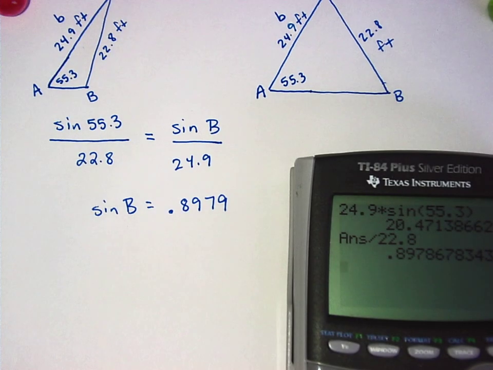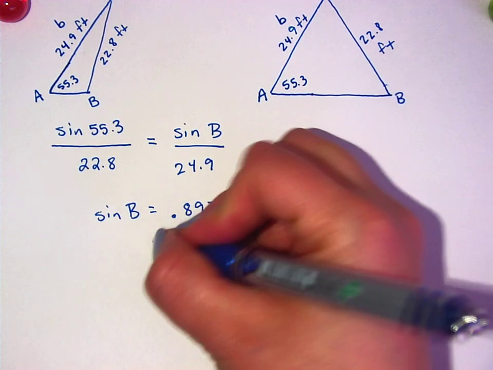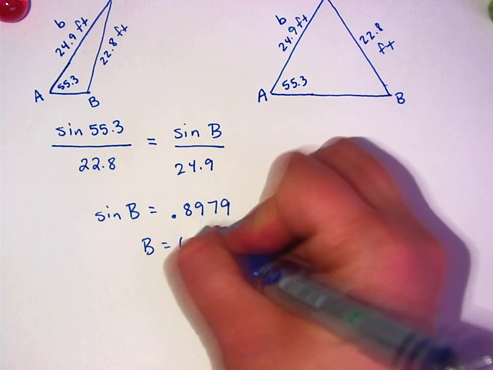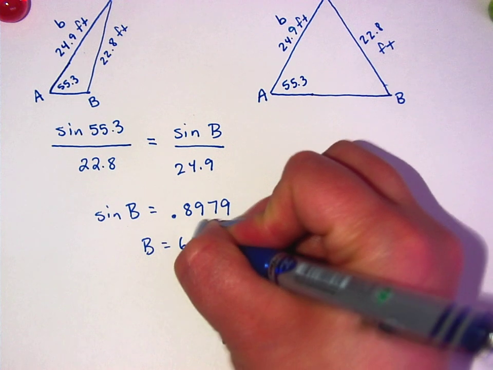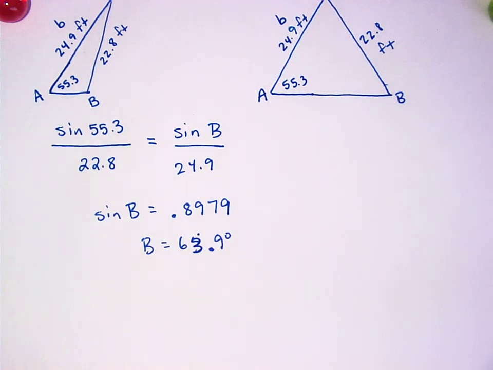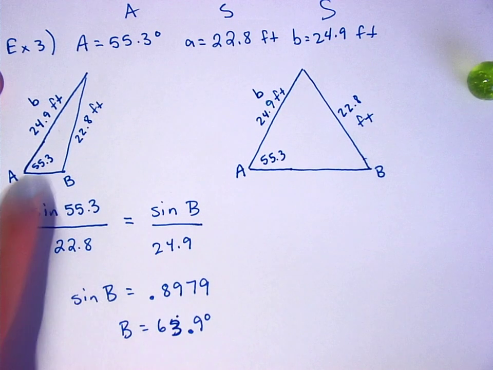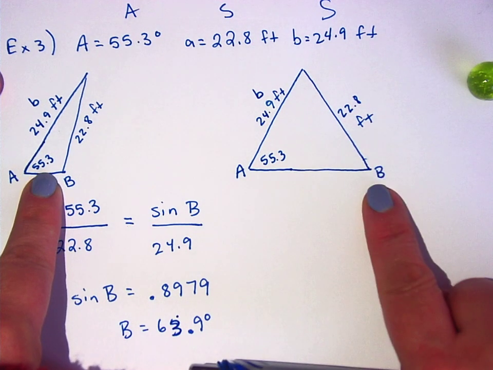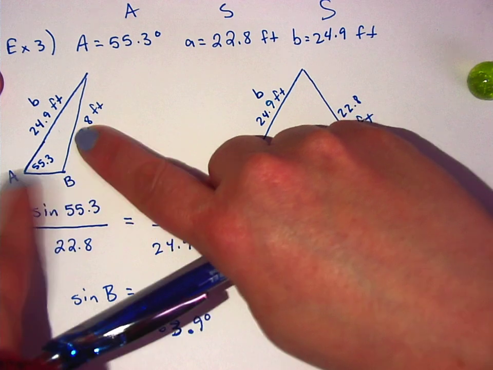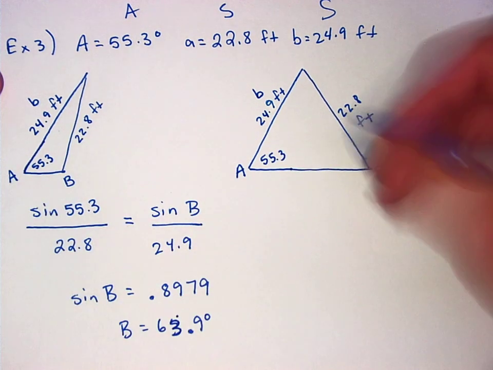And to find out B, what do I have to do? Inverse sine. So everybody in your calculator, hit second inverse sine, 0.8979 in there. I got that B is 63.9 degrees about. You guys get about the same thing? Okay, now which one did we just find? Did we find the B on this triangle or this triangle? Number one or number two? Number two. You see how this one is bigger than 90 degrees? This one's smaller than 90 degrees, so that one's over here.